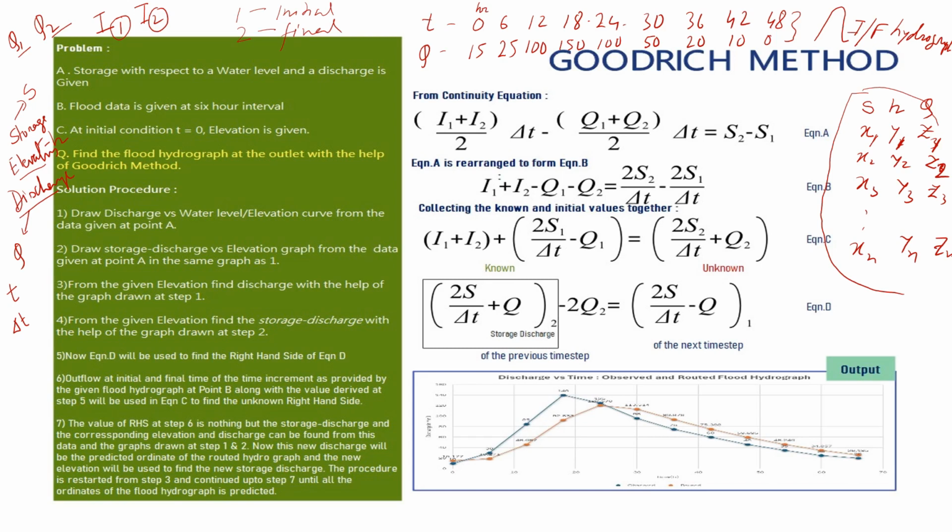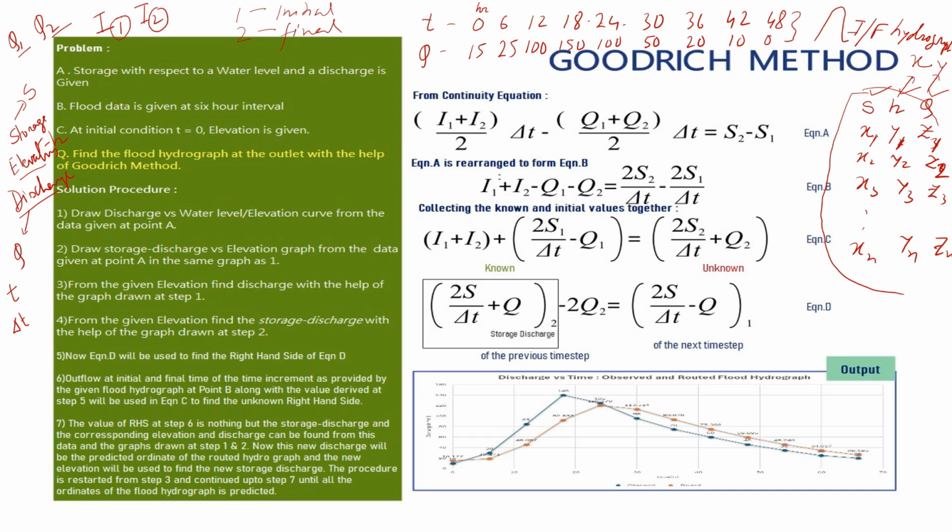And how will we do it? You have this data table: storage, elevation, Q. Please remember, the water level is the elevation in the case of a reservoir. With that data, you straight away draw a graph of discharge versus elevation. This Q will be your y-axis, and this elevation will be your x-axis.